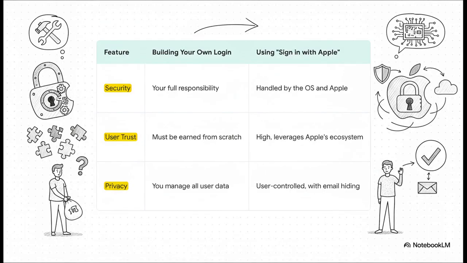And this really lays out the choice we have to make. On one side, you could try to build the whole thing from scratch. You'd be responsible for all the security, and you'd have to convince users to trust you with their data. Or you could use something like Sign In with Apple. It's already built into the OS, and it handles all the heavy lifting for security, privacy, and trust. Honestly, for most of us building iOS apps today, the choice is kind of obvious.